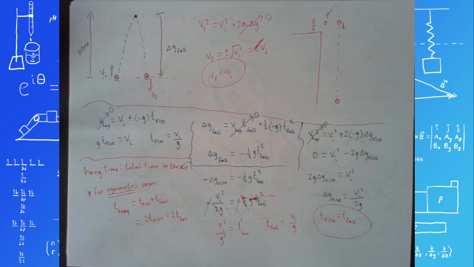For non-symmetric cases, t rise and t fall will be different, and the hang time will not just be 2 times either one of them. You will actually have to calculate the 2 separately before adding them in all those other cases. But yeah, there's your symmetric case.